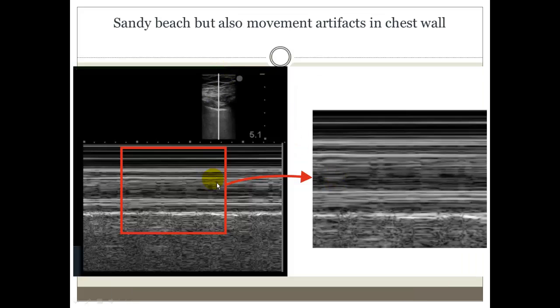We placed M mode through and saw the classic sandy beach sign. However, you'll notice the artifacts that come from tissues above, superficial to the pleura, which is this echogenic line. I magnified these here to show you that they should not be mistaken for sandy beach. They result from tissues and structures moving as the patient is struggling to breathe and should not be mistaken for a positive sandy beach sign.